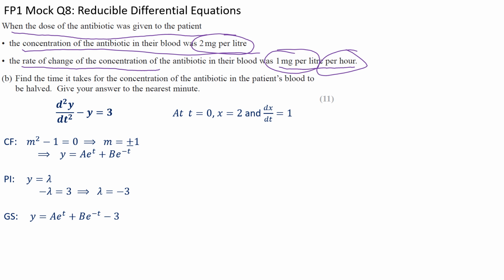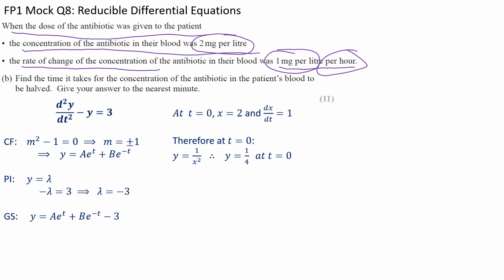Unfortunately, our equation involves y and t, not x and not dx by dt. However, we do have this equation that we can make use of here. y is equal to 1 over x squared. We know that was the original substitution provided for us. So if we know what x is at the beginning, then we know what y is. It's 1 over x squared, or 1 over 2 squared in this case, and therefore a quarter.